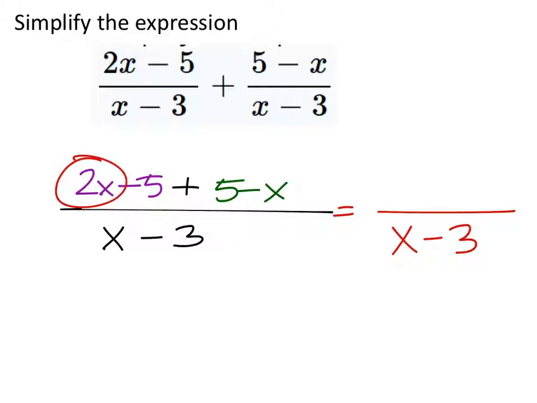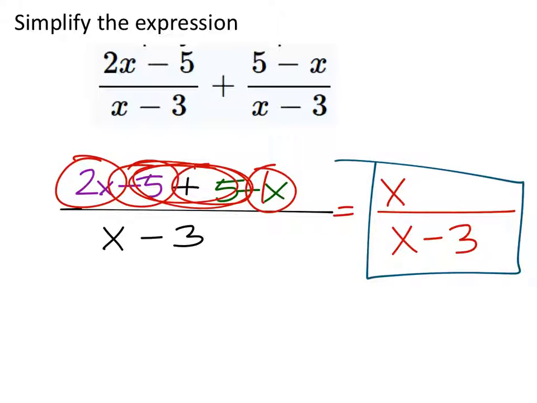So I got 2x minus that 1x right there, leaves me with just an x. But negative 5 plus 5 is 0. So those cancel out. So I've just got x over x minus 3. And I'm okay writing it like that.